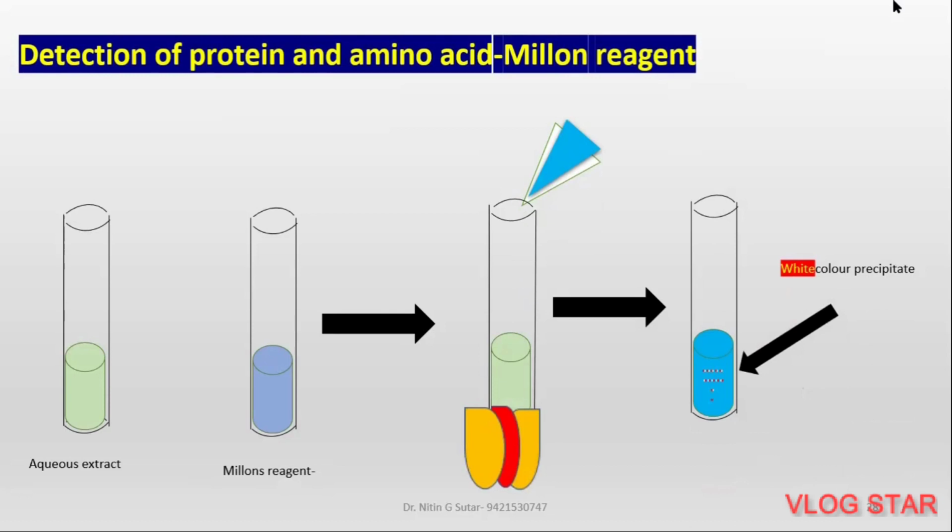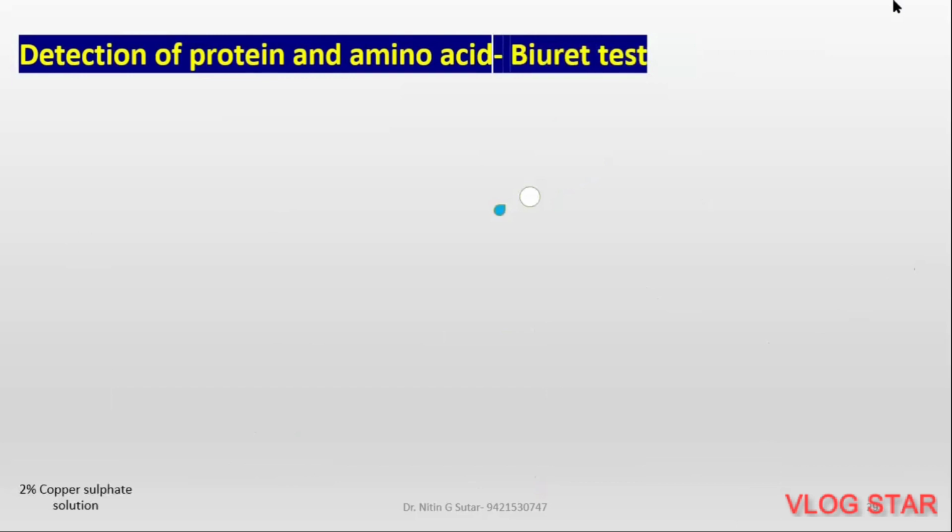which changes to red color or becomes colorless. That is the confirmation of proteins. Initially, you get a white color precipitate. After a few minutes, this precipitate changes to a brick red color precipitate or disappears. That indicates amino acids or proteins are present.